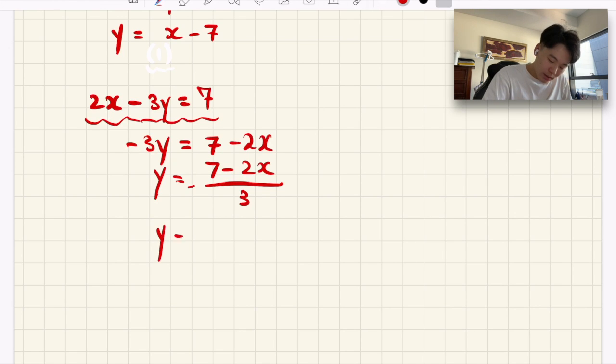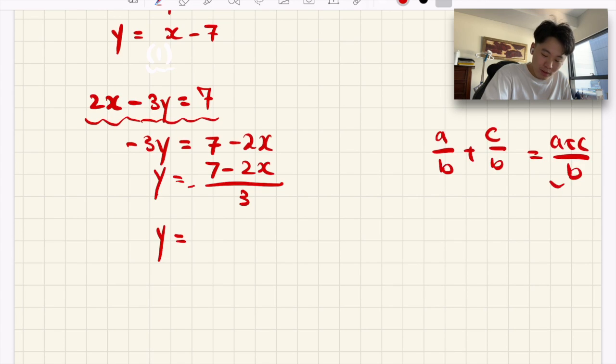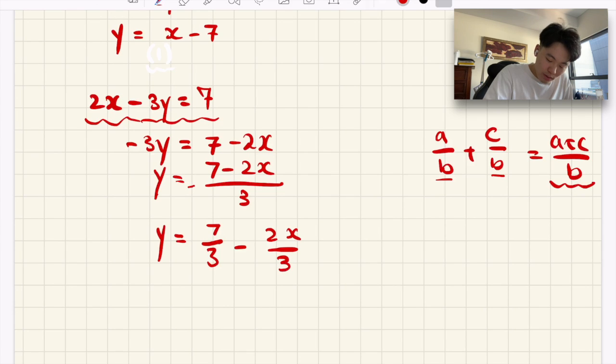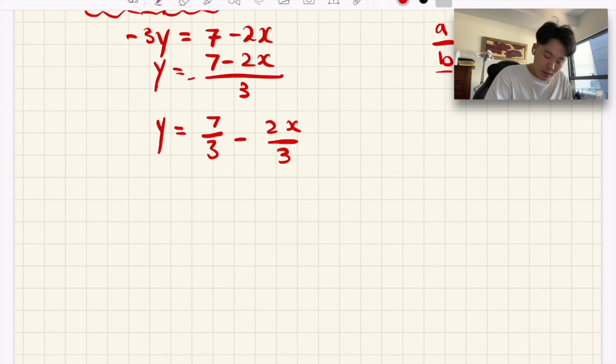So y is equal to, now we can separate the fractions. Remember, when you add fractions, a over b plus c over b is equal to a plus c over b. What does that mean? If the denominator is the same, we can just add the numerators. Similarly, we can break them apart. So we have 7 minus 2x over 3. It's actually 7 over 3 minus 2x over 3. But don't forget there's a negative on the outside here.